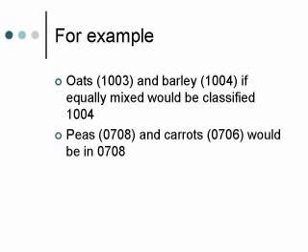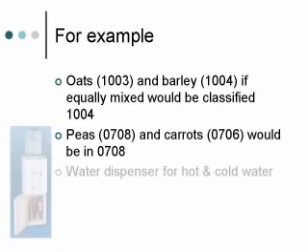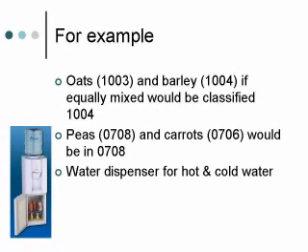Then there are our peas 0708 and carrots 0706, which will be placed under heading 0708. Next we have a water dispenser that incorporates a water heater for hot water and a water chiller for cold water. Both of the tanks are of equal size. Let's see how this one works out.